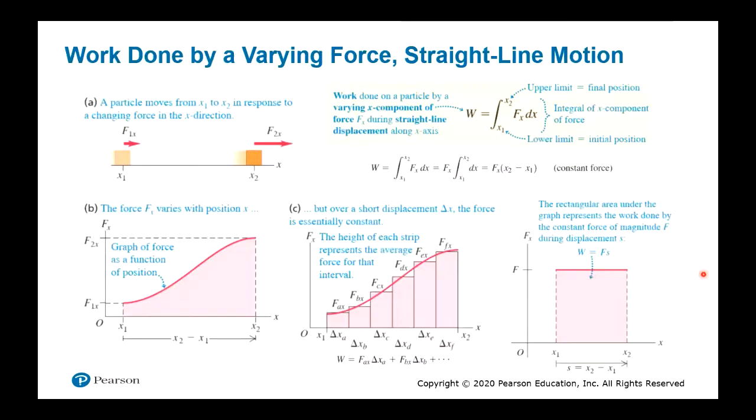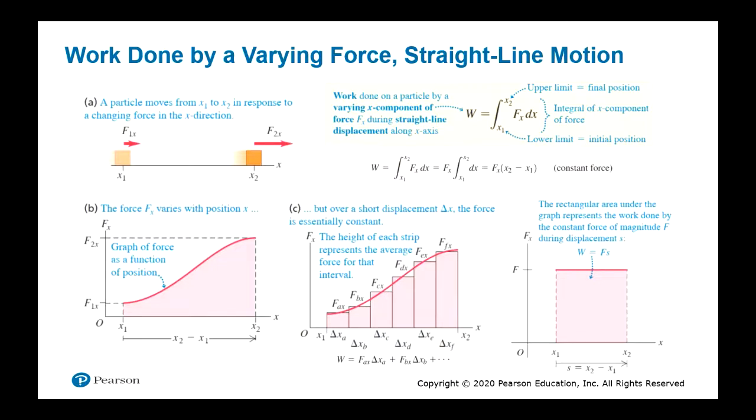Let's start with work done by a varying force in a straight line motion. When can we experience this? Imagine you're driving a car on the main road. There are multiple intersections, so there are also multiple traffic lights. This means you will need to alternately step on the gas and the brake pedals.